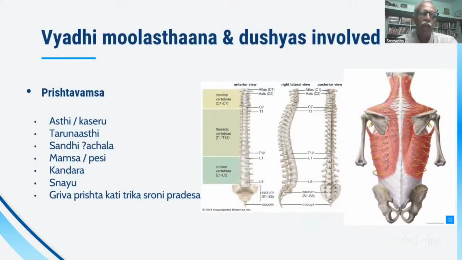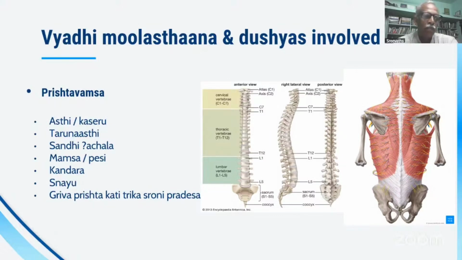We can see the Vyadhi Mula Sthana and the Dushyas involved. The Prishta Vamsha is a very, very complicated structure, as we know. There are joints in between, that is, the asthis are there, the Kashairuga asthis are there. Somewhere they are joined together. We know that there are 7 cervical, 12 dorsal, and 5 lumbar vertebrae, and the sacral vertebrae are joined together, and the coccyx are joined together.